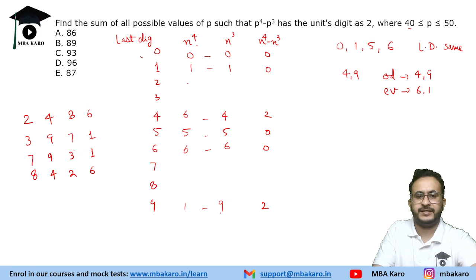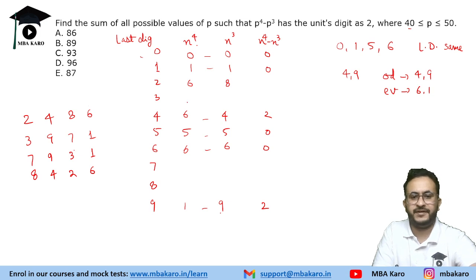So for 2 we have 6 and 8. For 3 we have 1 and 7. Okay. For 7 we have 1 and 3. And this is 6 and 2. So 6 minus 2 is 4. 1 minus 3. Again, we will not say minus 2.